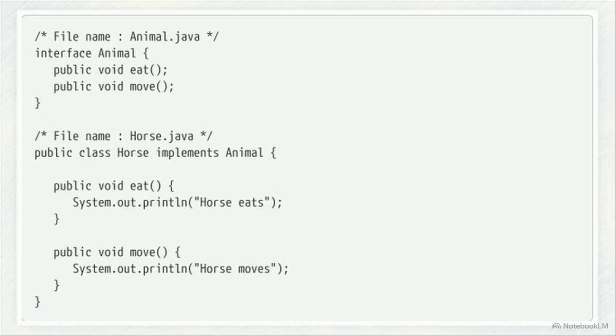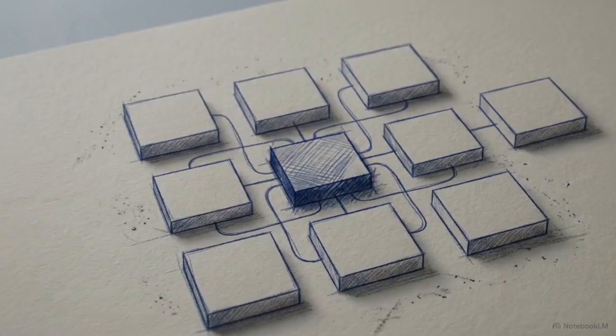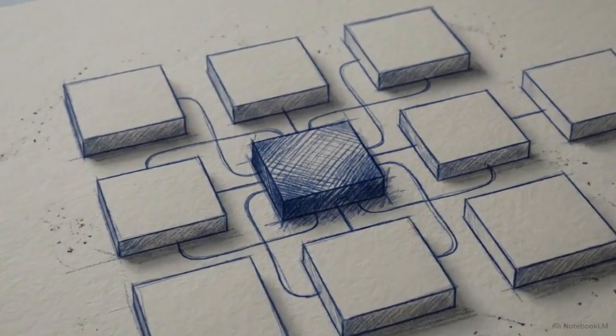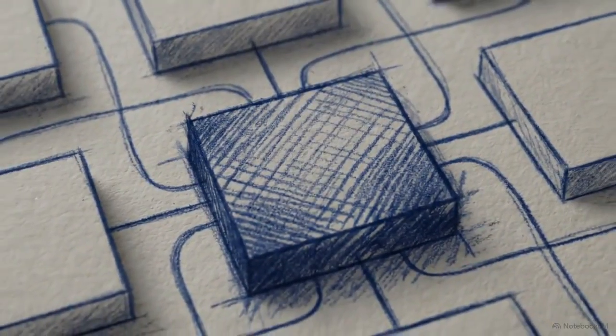This Java code snippet shows how we enforce these boundaries using abstraction. The animal interface dictates what a component can do, like eat and move. The horse class implements those commands internally. The rest of the software interacts only with the clean interface, hiding the complex, messy implementation details completely out of sight. By structuring your system with high cohesion and loose coupling, you isolate failures. An update or error in one module is prevented from triggering cascading failures across the entire application.